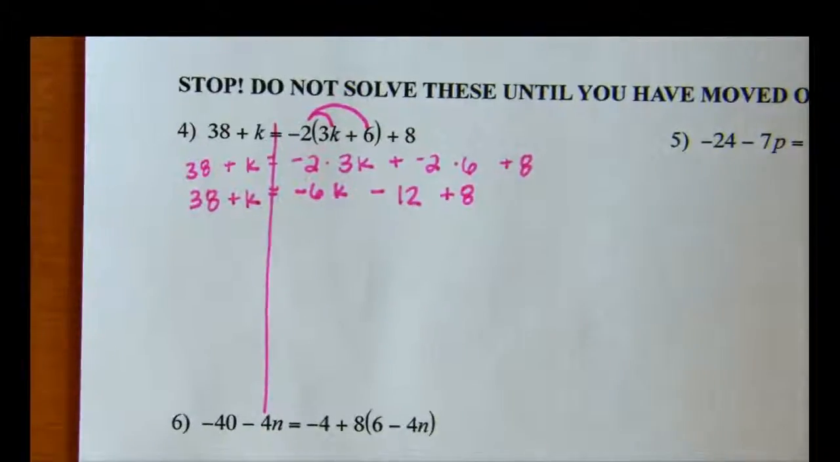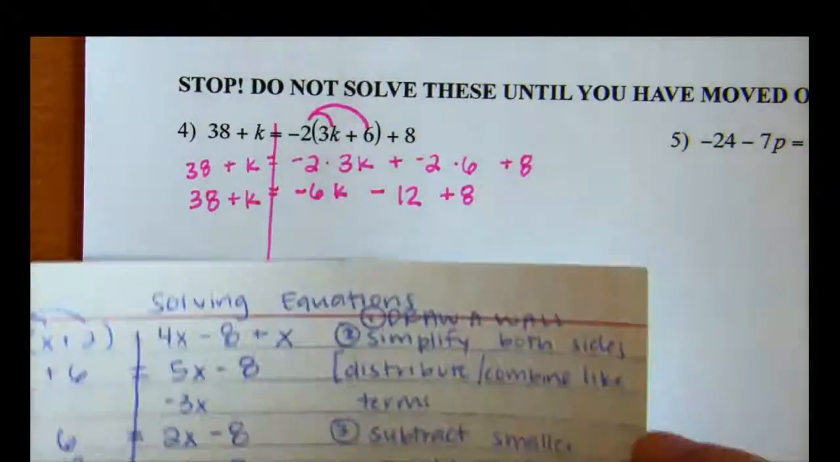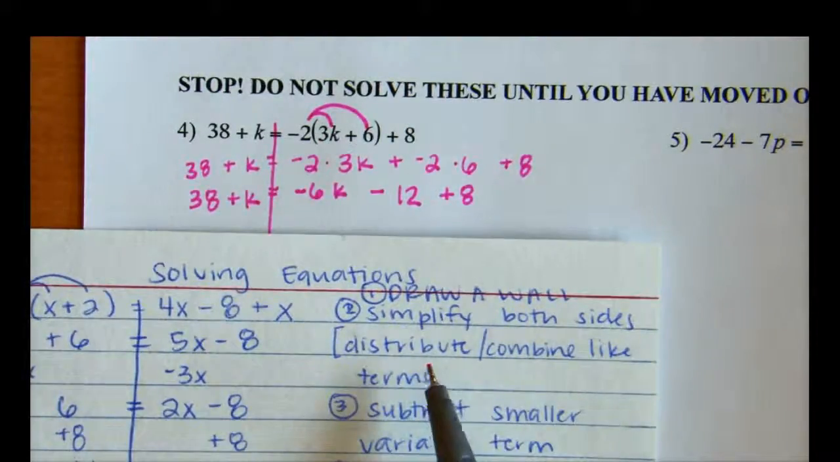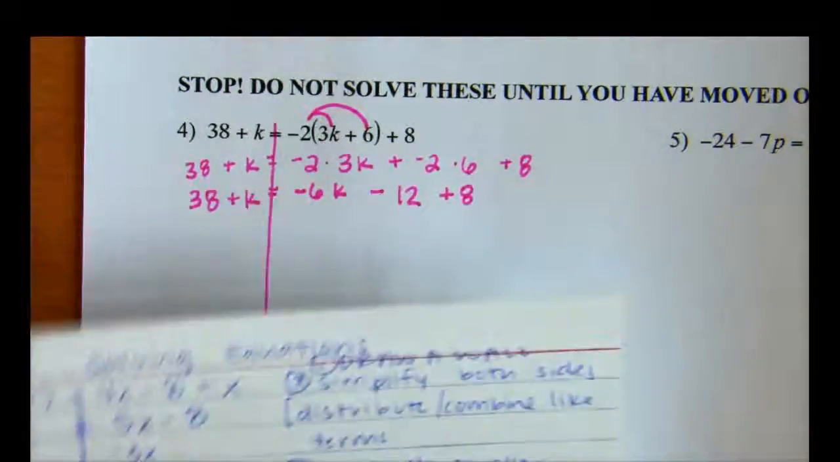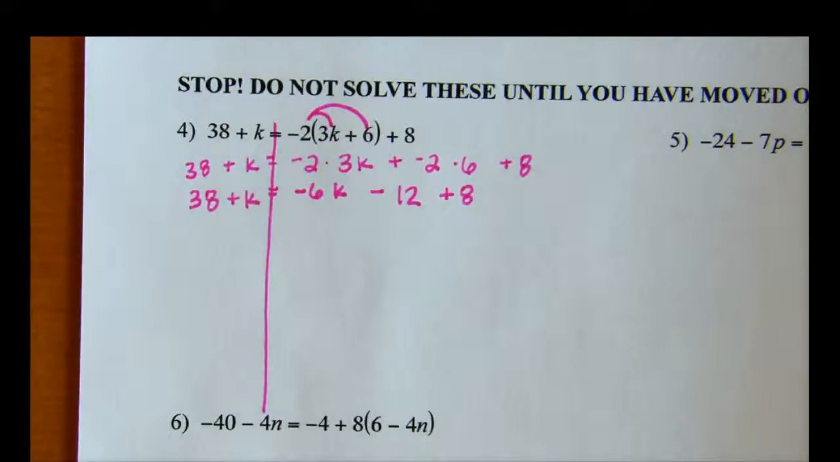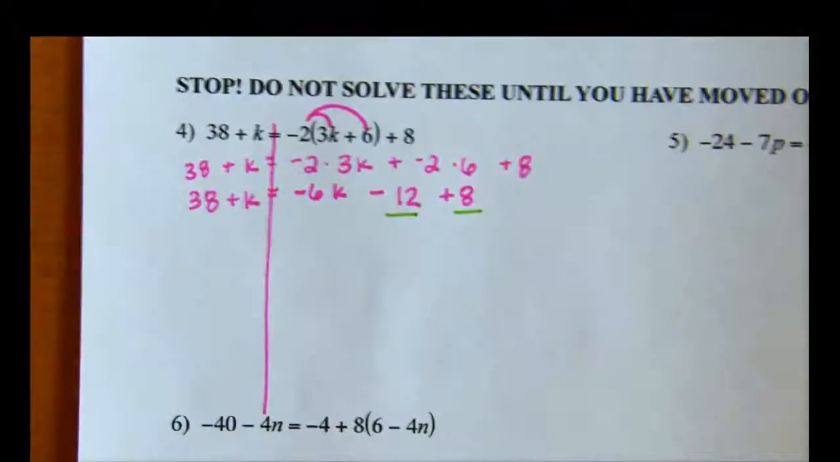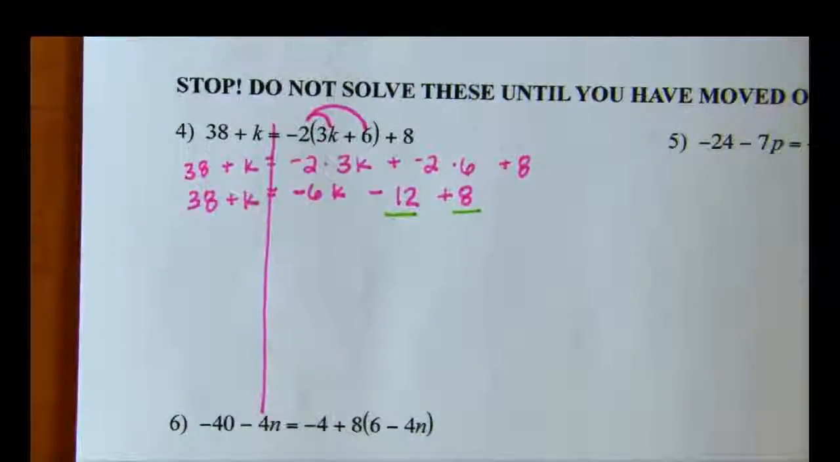Okay, now I want to ask myself, am I done simplifying both sides? Are there any terms that I can distribute? Do you still see parentheses? Are there any terms that I can combine? Okay, so on this side of my equation, I've got some like terms. Negative 12 plus 8. Those are two terms that I can combine.